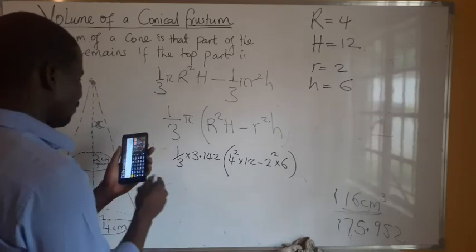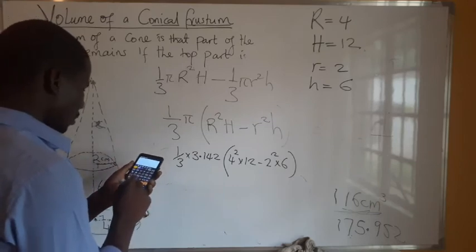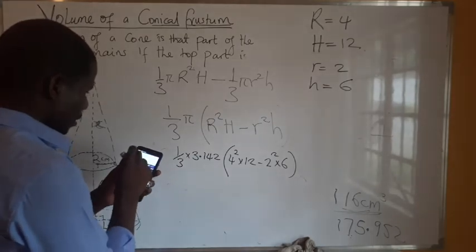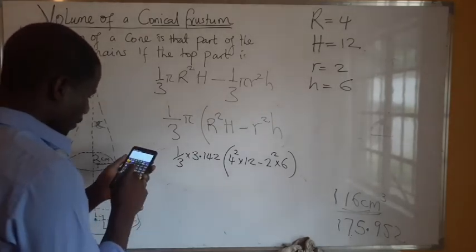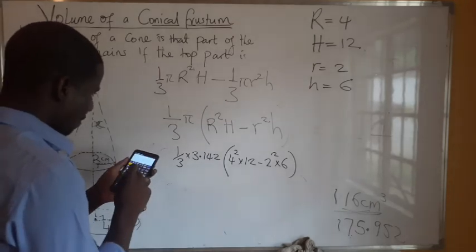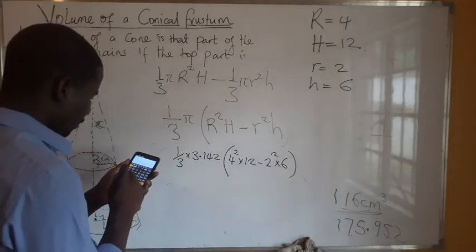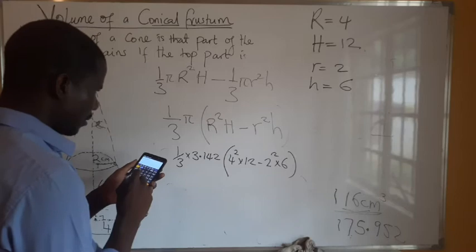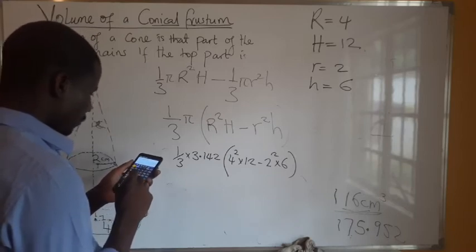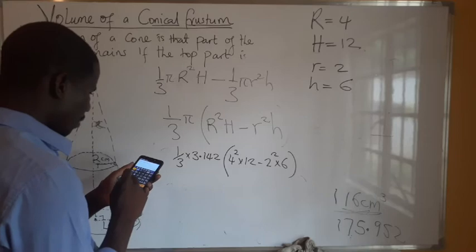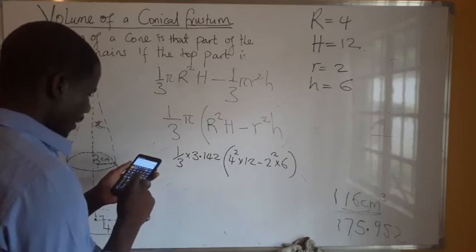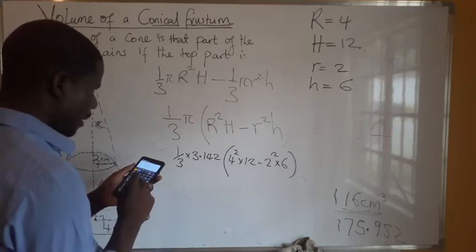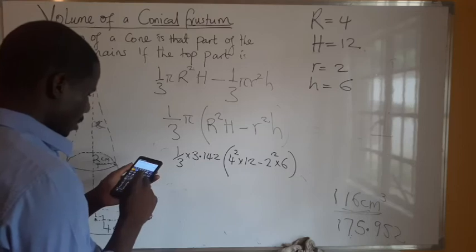You can do it in bits, or we can punch this in at once, where we say 1 over 3 multiplied by 3.142 multiplied by, open brackets, 4 squared multiplied by 12 minus 2 squared multiplied by 6, close brackets.